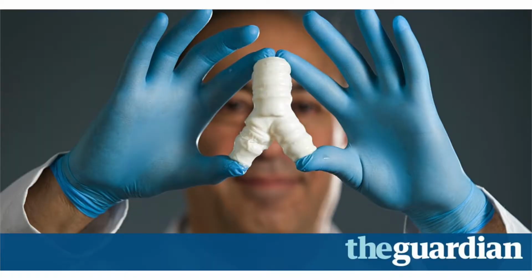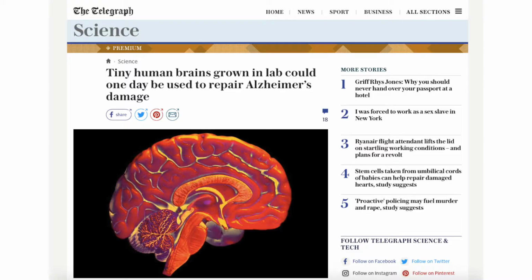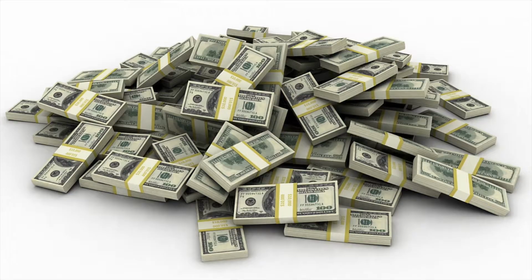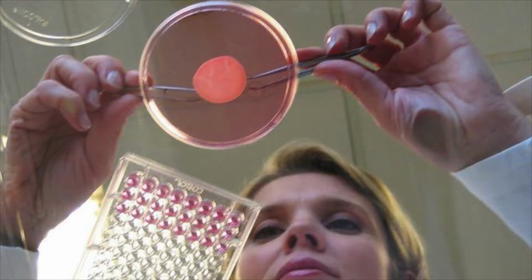We have all seen news headlines such as "World's first lab-grown windpipe" or "Tiny lab-grown brains could cure Alzheimer's." But the truth of the matter is that organ growth is still in its infancy and remains both experimental and incredibly costly. However, one example of tissue engineering which is in use today is the fabrication of artificial skin.